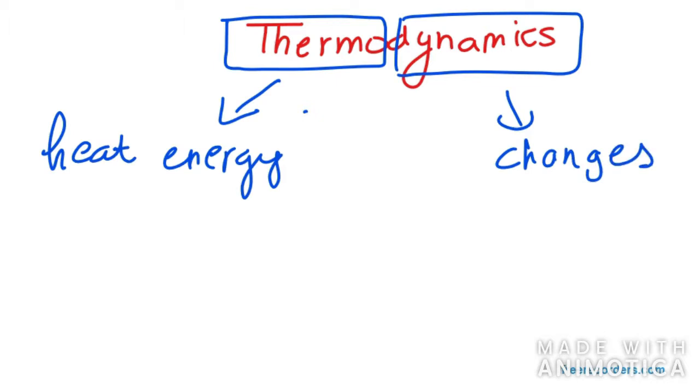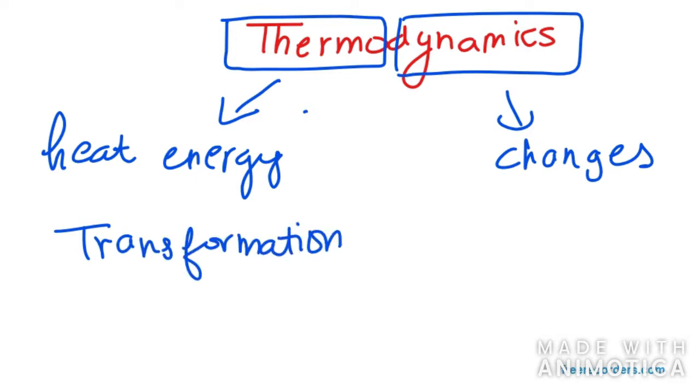And that's what it means. The literal meaning is how heat energy gets transformed into other forms of energy. So this is all we need to learn in thermodynamics. It is the transformation of heat energy into other forms of energy. It could be any other energy.